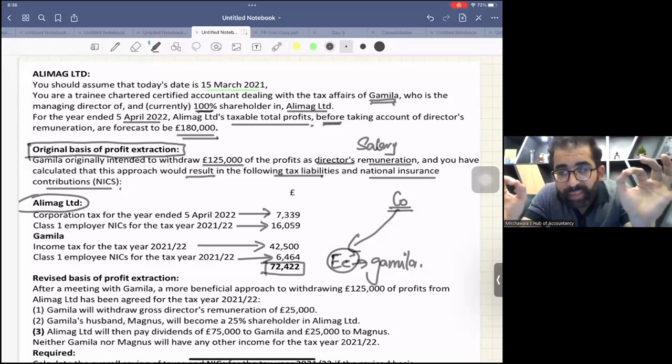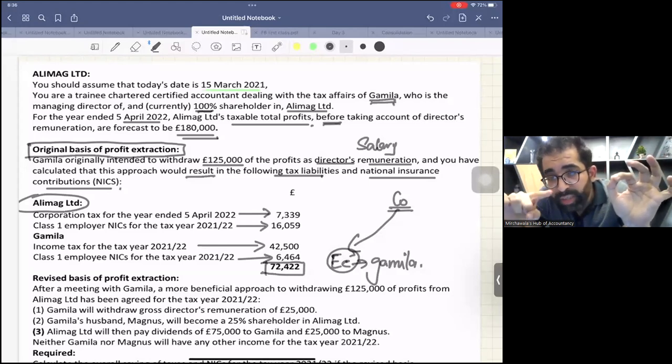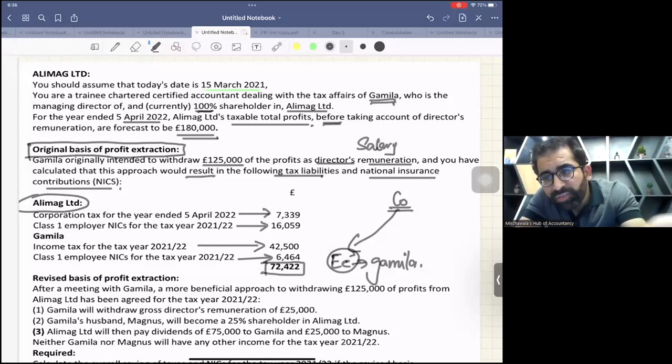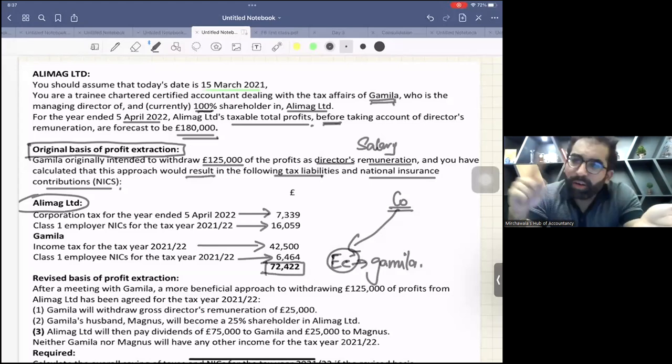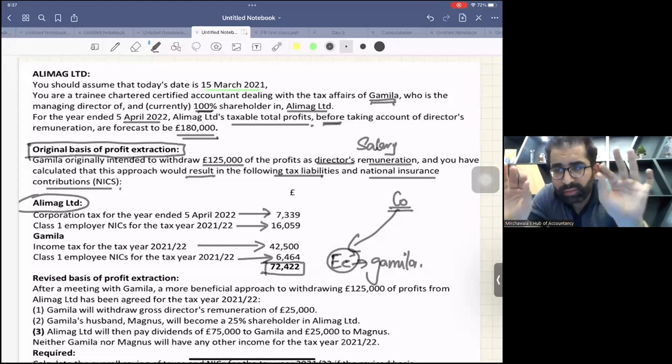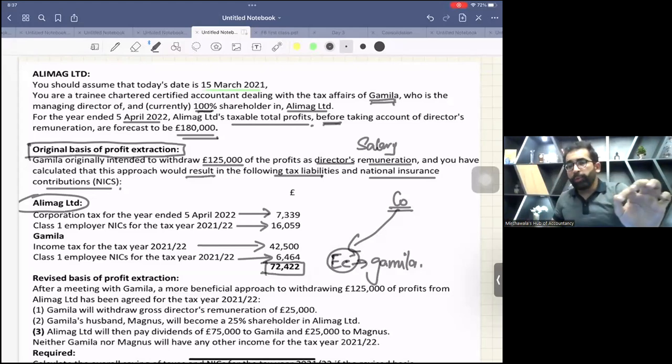So right now the cost to Gamila, because the company is also owned by Gamila, all these numbers are relevant for Gamila. Because ultimately this lady is the owner of this company. So all these taxes, whether paid by the company or Gamila herself, ultimately the cost is to be borne by Gamila, right? Because this was Gamila's planning to make this company, right? So this is the existing package you have seen. Just take 1 minute to read it. No need to rush.